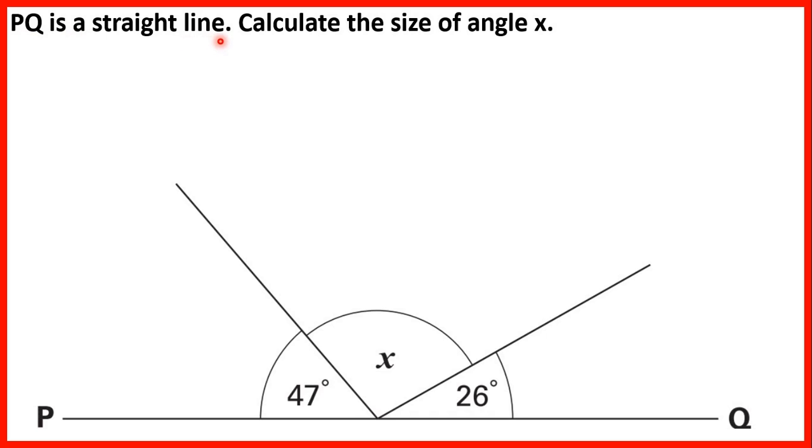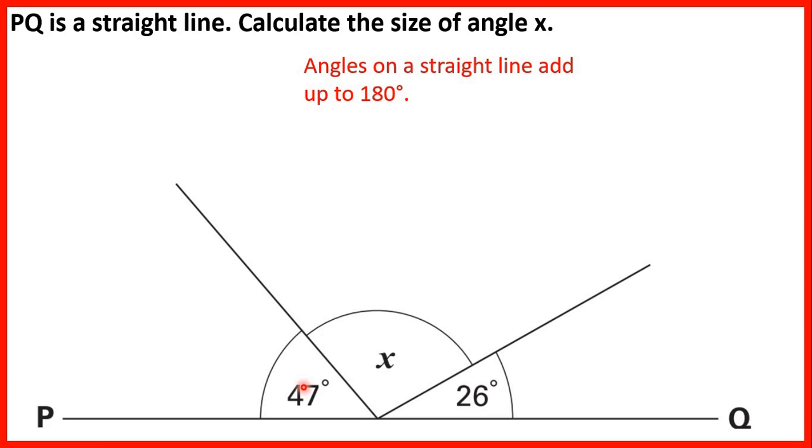PQ is a straight line. Calculate the size of angle X. So we've been reminded here that we have angles on a straight line. So we need to remember that angles on a straight line always add up to 180 degrees.